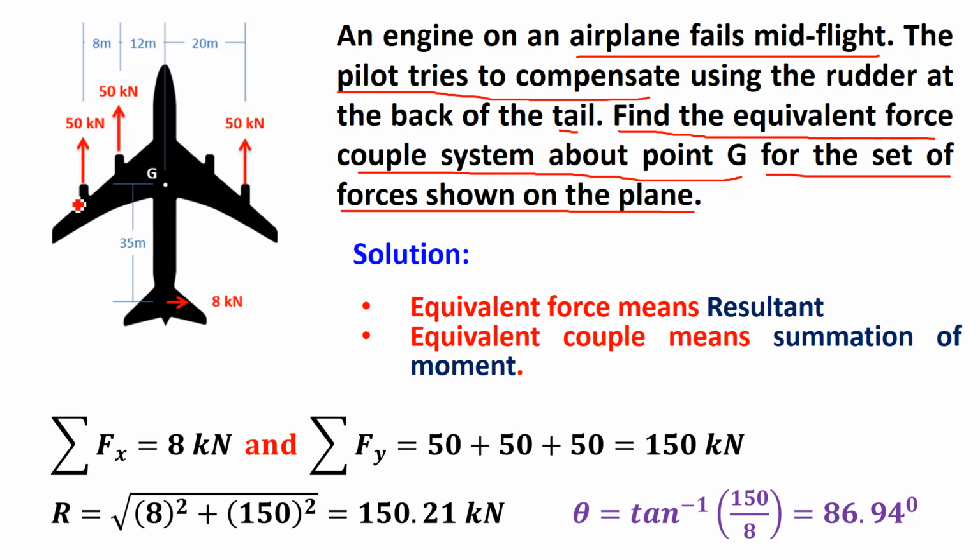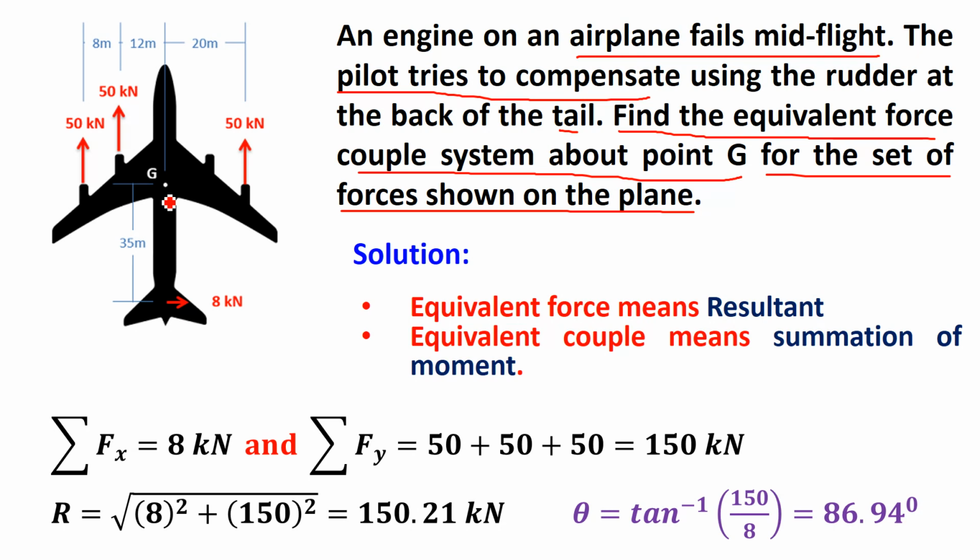If you look at the set of forces, there is 50 kilonewton upward, 50 kilonewton upward, 50 kilonewton upward, and 8 kilonewton towards the right, horizontal at the bottom, that is the tail. So four forces are acting. The question is to find the equivalent force couple system about point G.